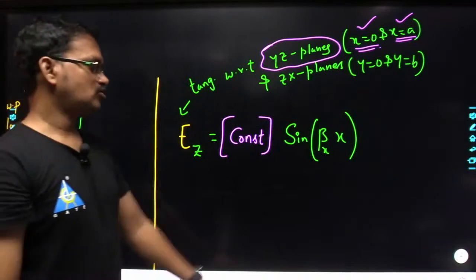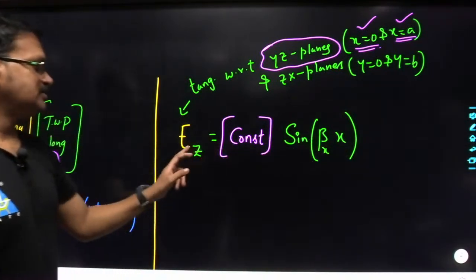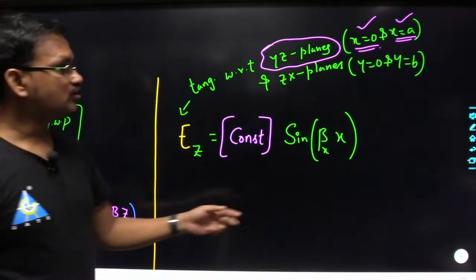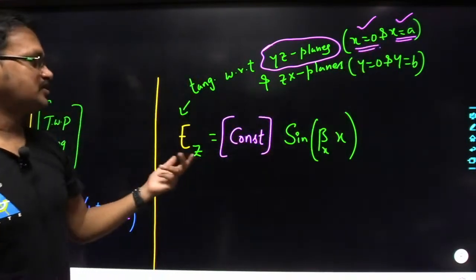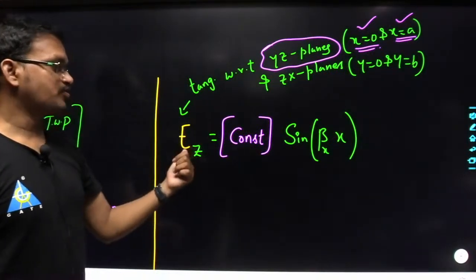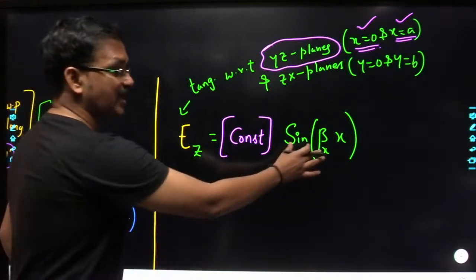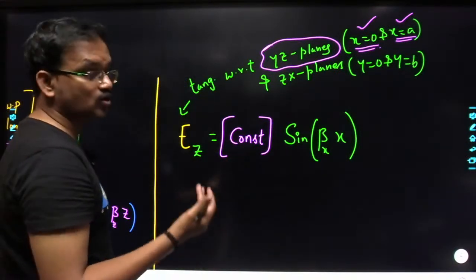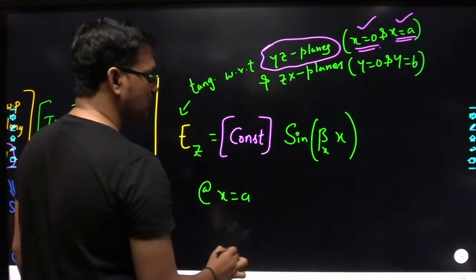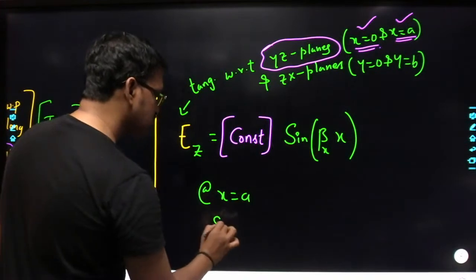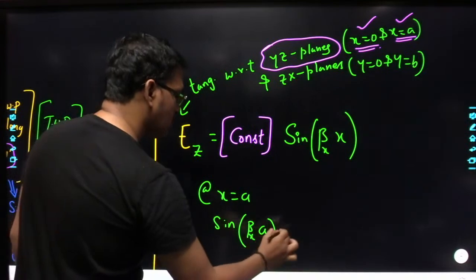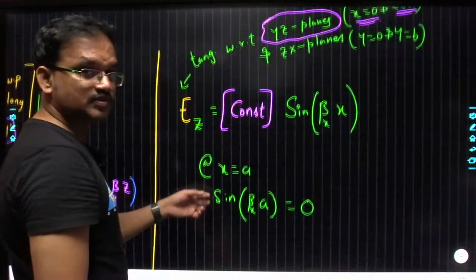Okay, so now if you put x equal to 0, this tangential component of electric field will become equal to 0. And also at x equal to a, this function has to become 0. Understood? So the sine function has to become 0 at x equal to a also. So at x equal to a, this function becomes sine of beta x into a, so this must be equal to 0.